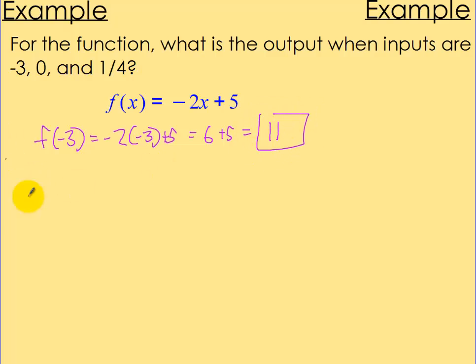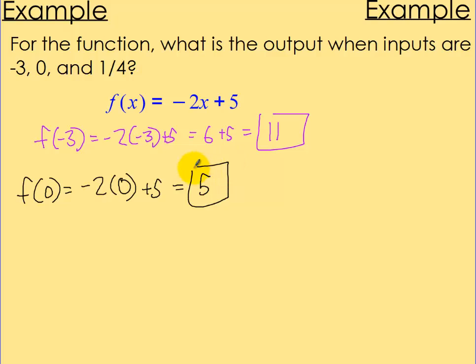For the next one, that's going to be f of 0. So you're plugging in 0 for x. So you get negative 2 times 0 plus 5. Well, negative 2 times 0 goes away, so I'm just left with 5, and that's my answer.